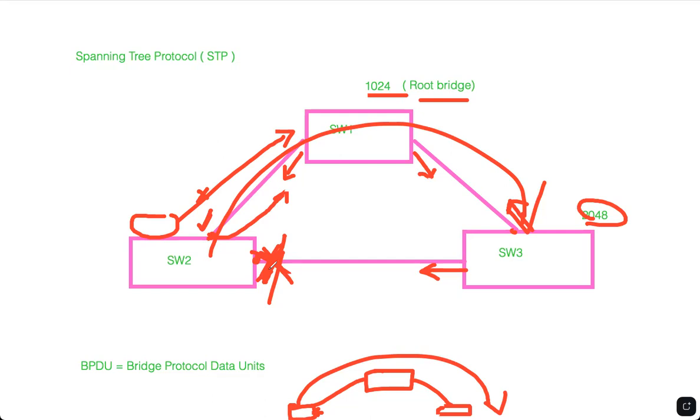Sir, with the highest switch priority, we are blocking the one which is nearer to the root bridge, right? No, we are not blocking the one nearer to the root bridge. We are blocking the one which is away from the root bridge, not near to the root bridge.